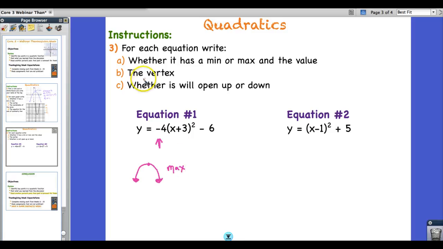Okay, so now we want to find the value. Well, before I find the value, I'm going to first find the coordinates of this vertex. So if I want to know the coordinates of the vertex, I look inside at the number that's next to x, and I look outside at the number that's where the y-intercept normally is. So my vertex is always going to be opposite of what's in with x, so -3, and then same as what's on the outside, so -6. So my vertex is at -3, -6. That's where my vertex is. So based on that, do I know what the max value is then?